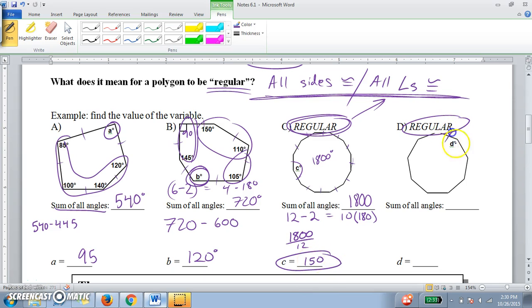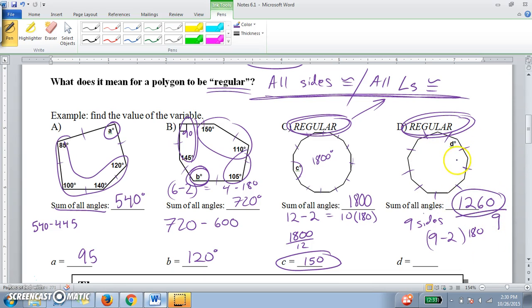Same thing for this shape right here. 1, 2, 3, 4, 5, 6, 7, 8, 9 sides. 9 sides. So I take that number of sides, subtract 2, and multiply that number by 180. So 7 is 9 minus 2. 7 times 180 is 1260. So now I have 9 angles this time. I know they're all the same because it says it's regular. So I take my total and divide it by 9 because there's 9 angles. So to find one of them, I divide by the number that there are. And that gives me 140 degrees.